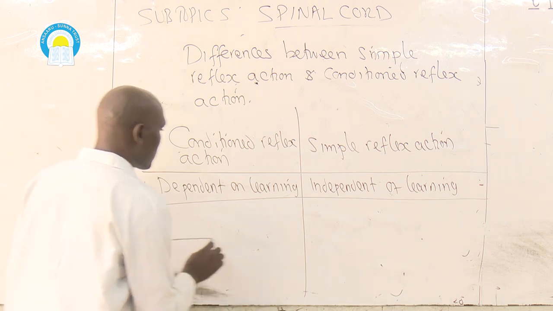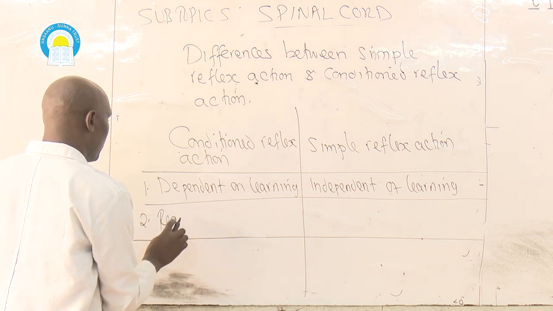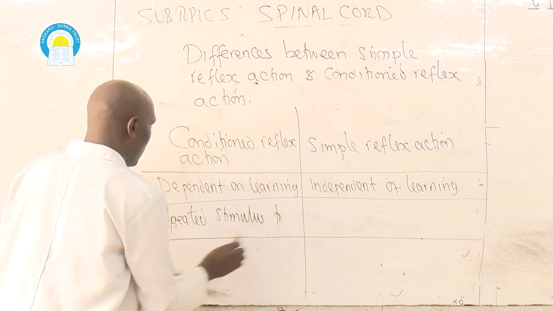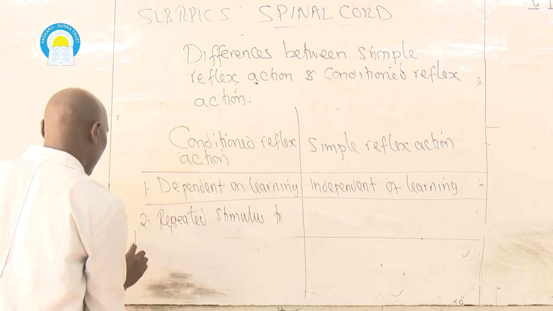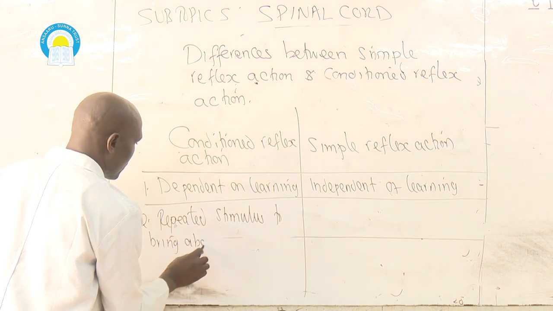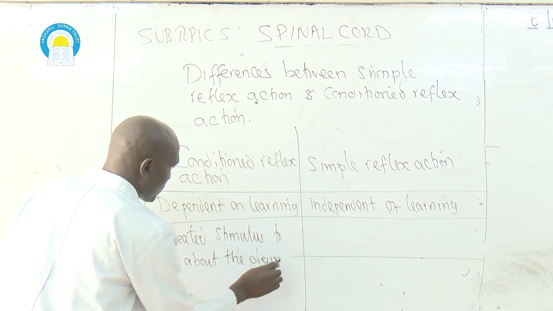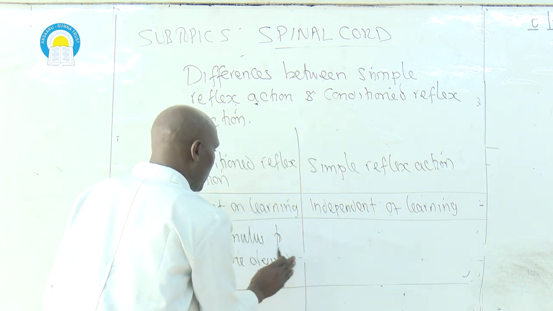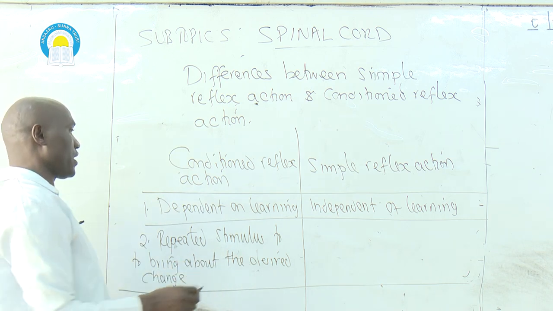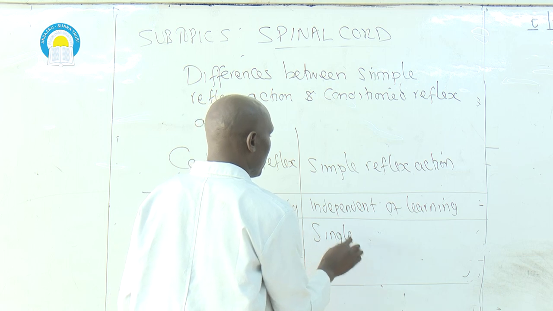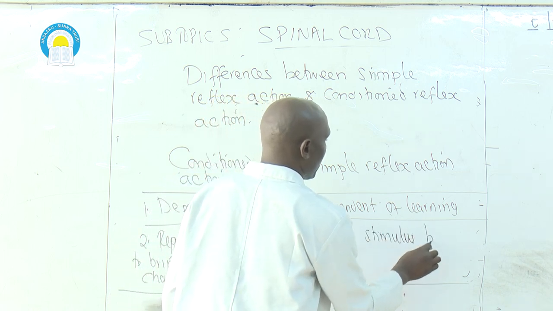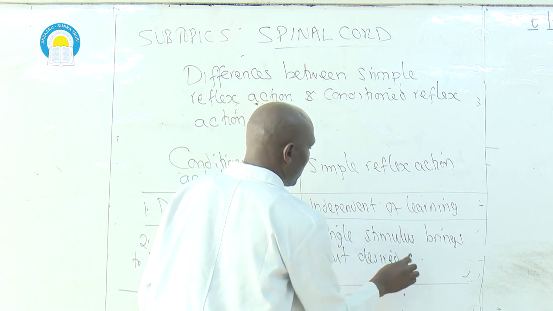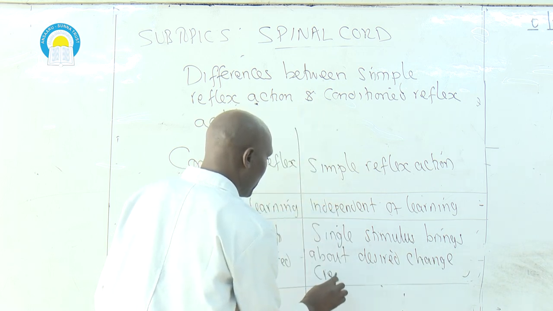Second difference, repeated stimulus to bring about the desired change. That is repeated stimulus to bring about the change that is needed. This other one, single stimulus, brings about desired change or response.